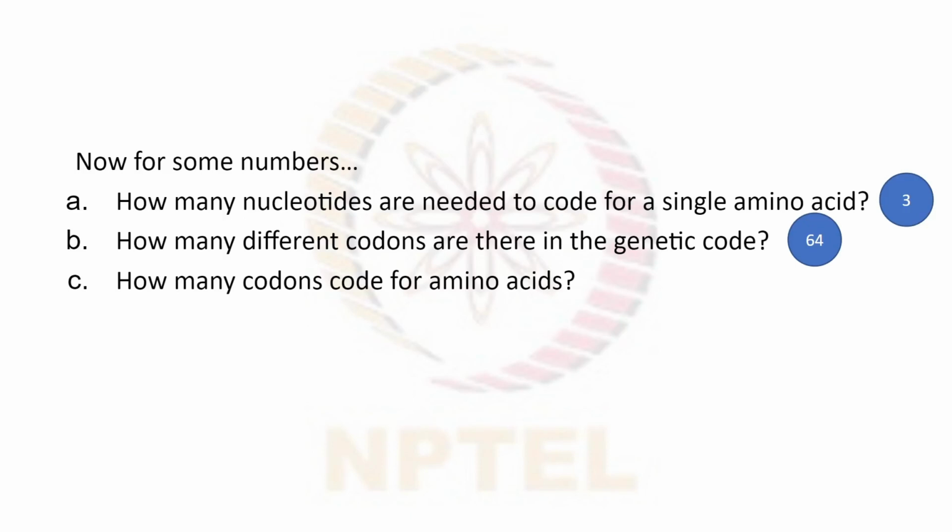So how many codons code for amino acids? That is 61. But what is happening to the remaining 3? What are those? Yes, thank you for your answers. The remaining are 3 stop codons. Once a stop codon is encountered, the translation of the protein will stop.